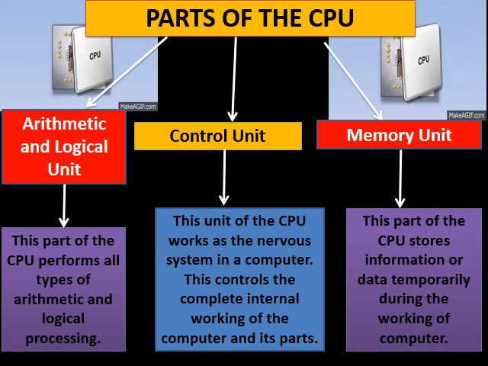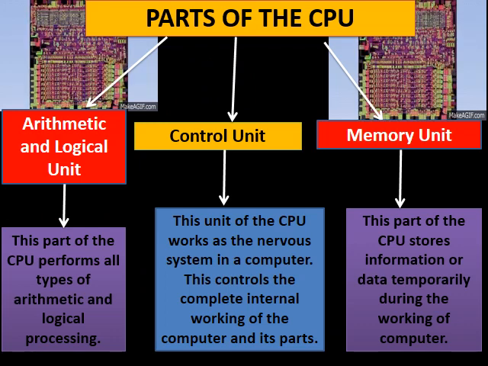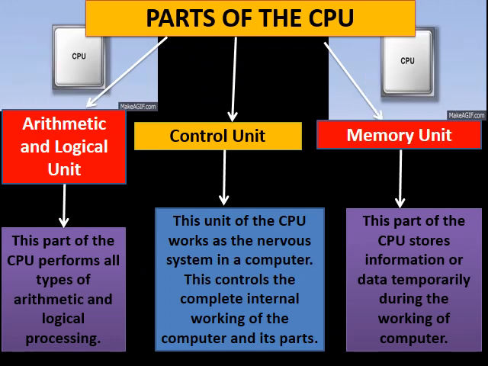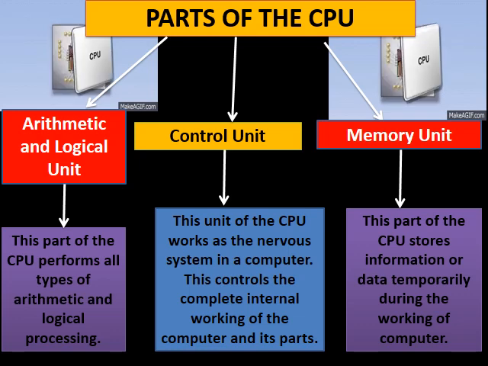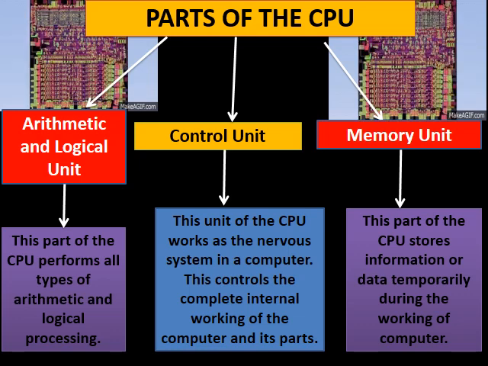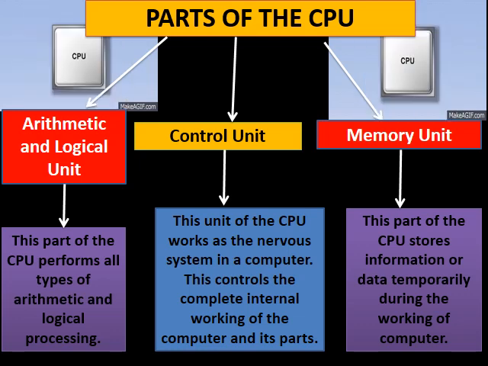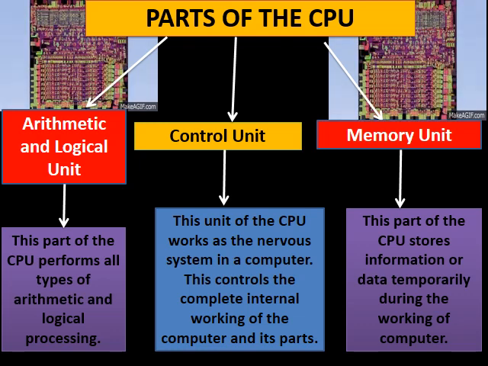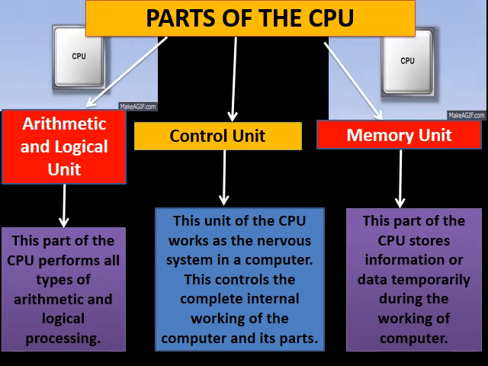Parts of the CPU. Now there are three parts of the CPU. First, arithmetic and logical unit. Second, control unit. And third is memory unit. Arithmetic and logical unit. This part of the CPU performs all types of arithmetic and logical processing. Control unit. This unit of the CPU works as the nervous system in a computer. This controls the complete internal working of the computer and its parts.